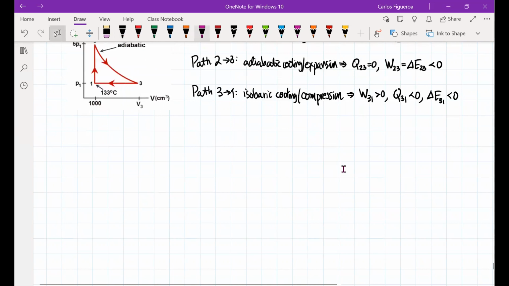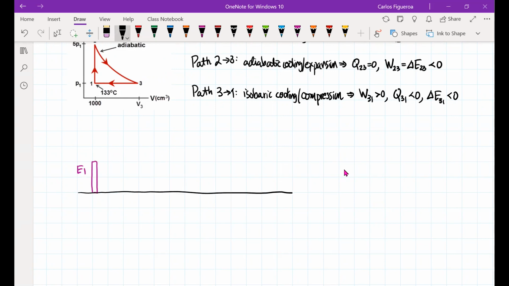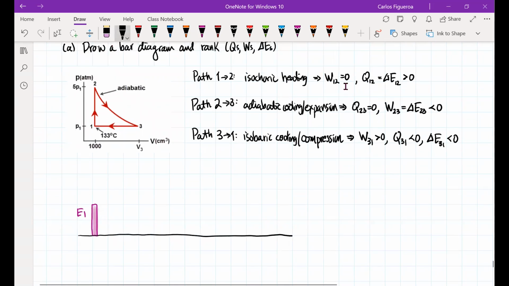So now let's draw our energy bar diagram. What I'm going to do here is make some arbitrary height. So let's see here, 1, 2, 3, 4, 5. I'm going to start right here, and I'm going to say here is my internal energy where I got to start. So I'm going to look at the whole cycle here. This is my initial energy at state 1.